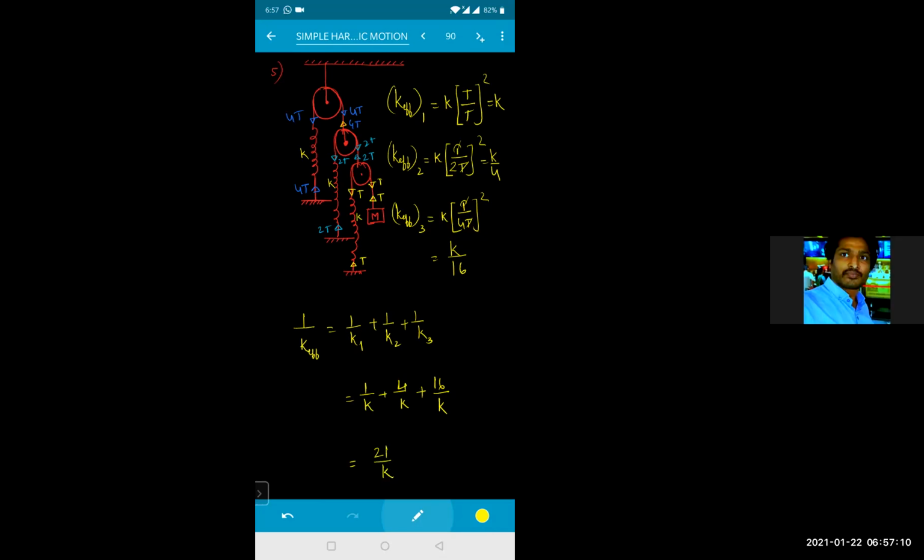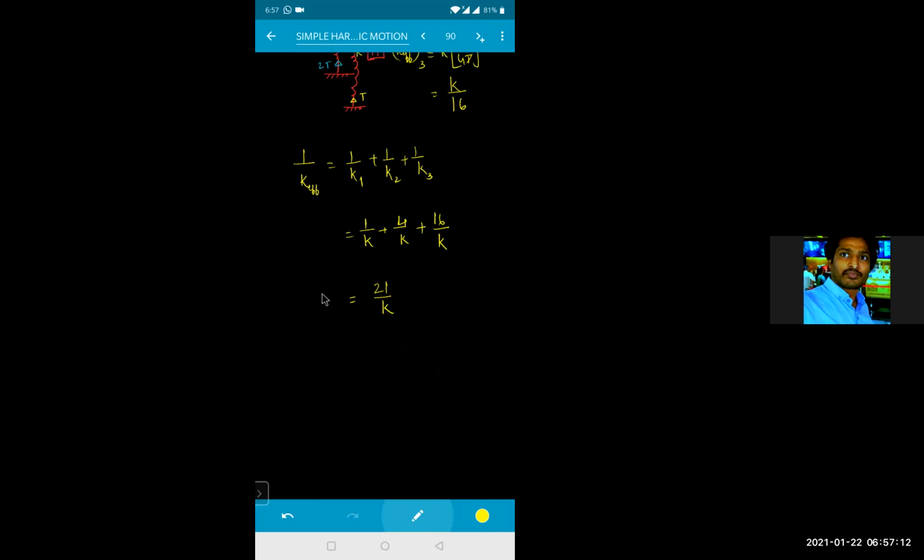So 1 by K effective is equal to this much. So K effective will become how much for me? K by 21. So the time period will become how much for me? T is equal to 2 pi under root of M by K effective, that is nothing but K by 21.